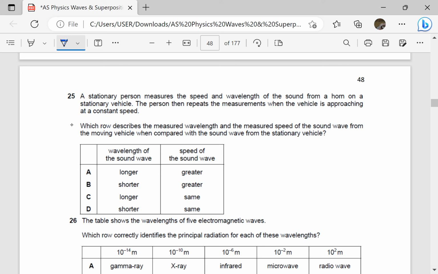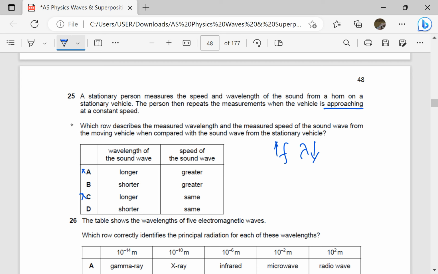So when it is approaching, the frequency is going to be higher. It means the wavelength is going to be lower. So the wavelength should be lower. That means we ignore A and C. The wavelength should be lower because it's approaching, the frequency is higher, the wavelength is lower.